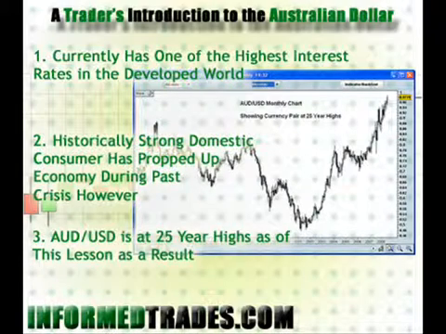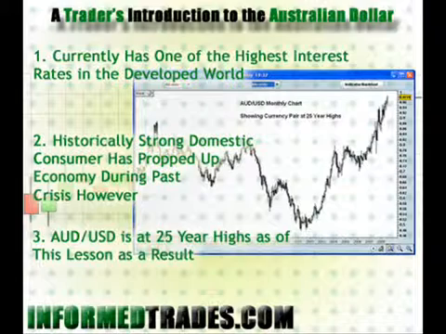These flows, combined with the facts that many commodities that Australia exports are at all-time highs, and that the Australian economy has remained relatively strong through the current crisis, have moved the Australian dollar to 25-year highs against the US dollar as of this lesson.